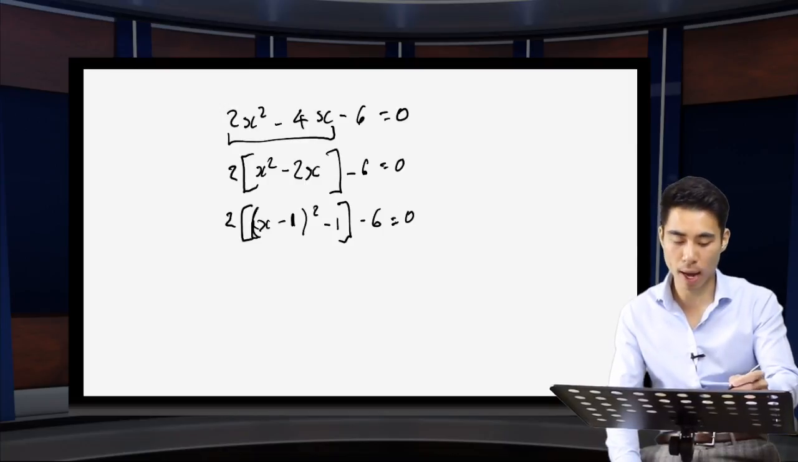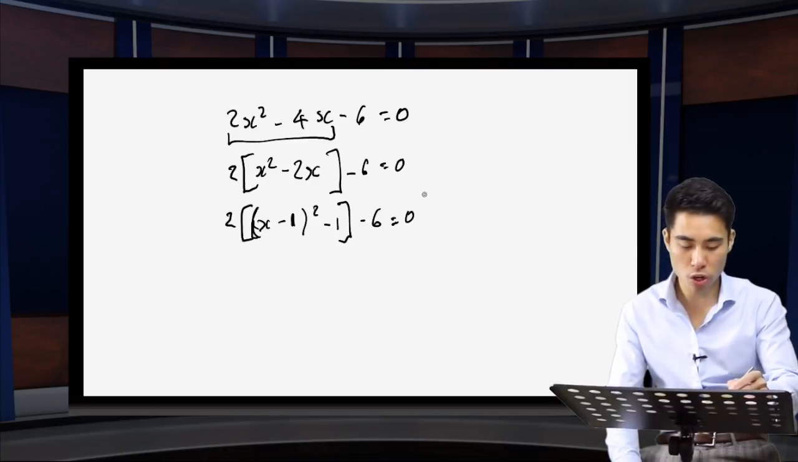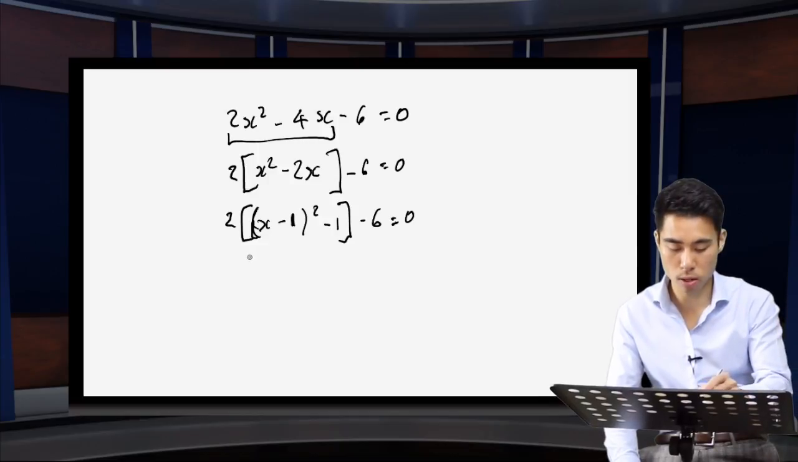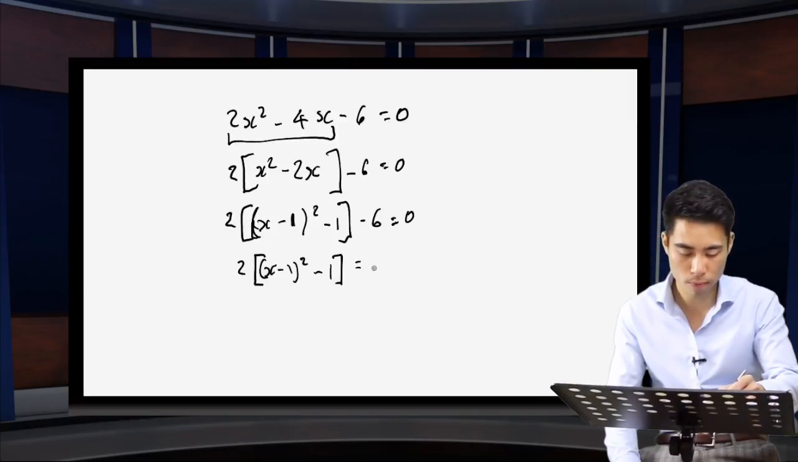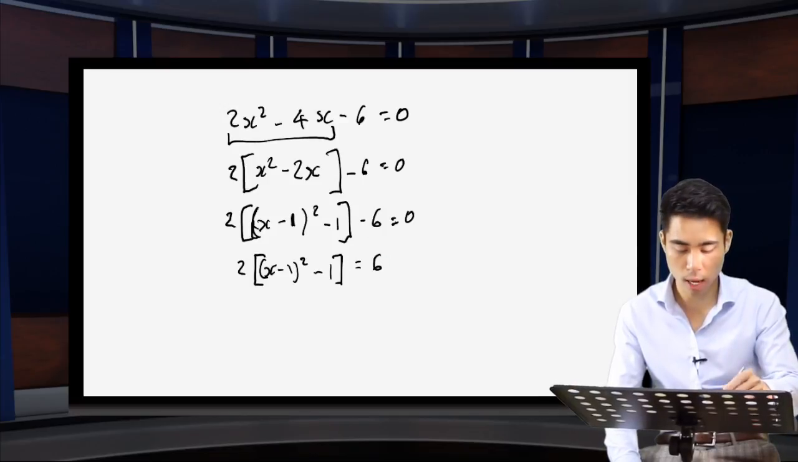Okay, next step here. For this one, you could actually divide both sides through by 2, because this term here is divisible by 2. But generally speaking, what you can do is this. So we're just going to move this constant term over to begin with. Add 6 to both sides, gets rid of the minus 6 here, positive 6 here.